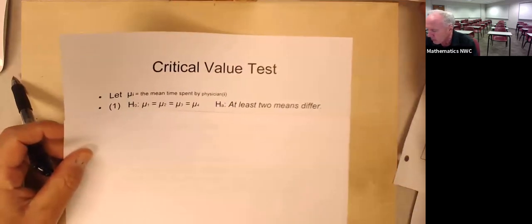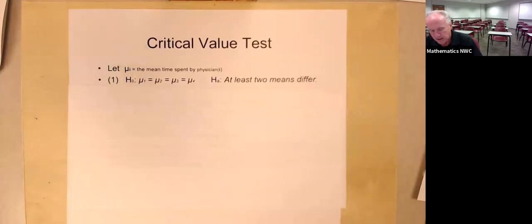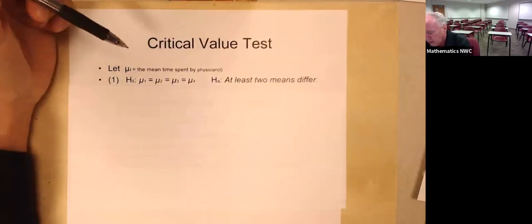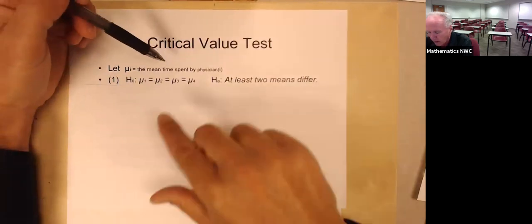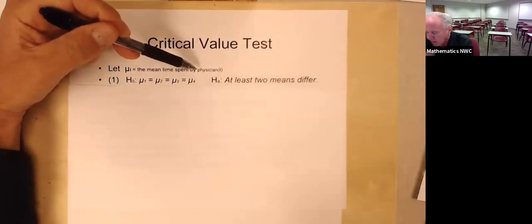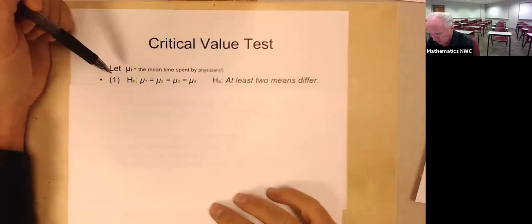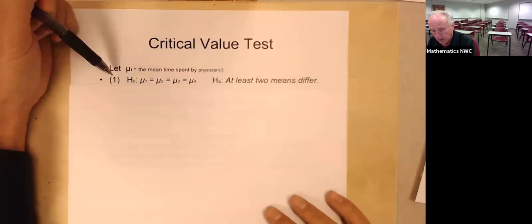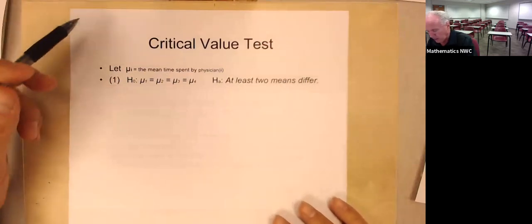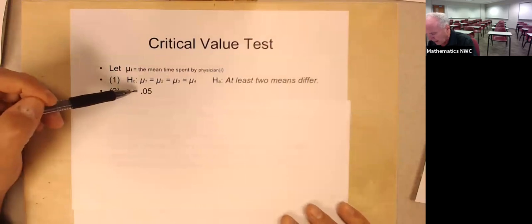Probably would be good for you to copy this format down. It's going to be very similar to what we had, but a few slight changes. Remember, we said the null and alternative are always the same, other than it might be 3, might be 4, might be 5. The alternative is always the same. So here's step number 1 of our critical value test. Remember, we were testing at 0.05.